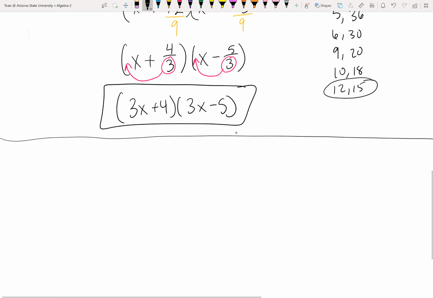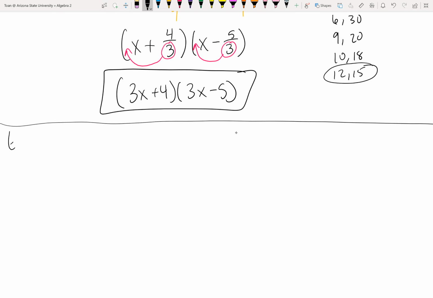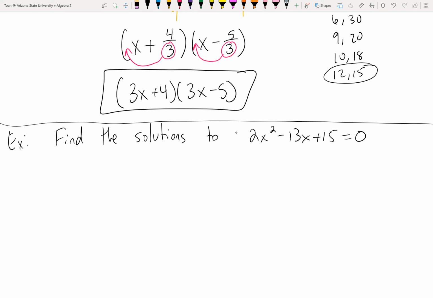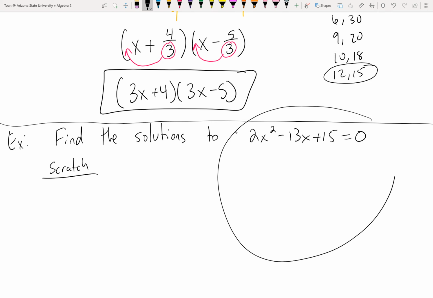We can do things like solve equations. Right? If I asked you, find the solutions to 2x squared minus 13x plus 15 equals 0. One way to solve this is by factoring. Notice how there's a number in front of the x squared, so we can go ahead and do our little trick here. But first I'm going to just do some scratch work. So I'm going to do the little trick in the scratch work side. I want to preserve this area for the actual, formal problem.